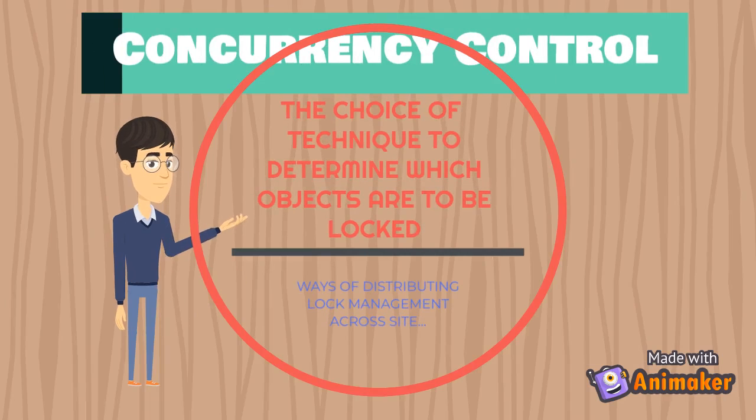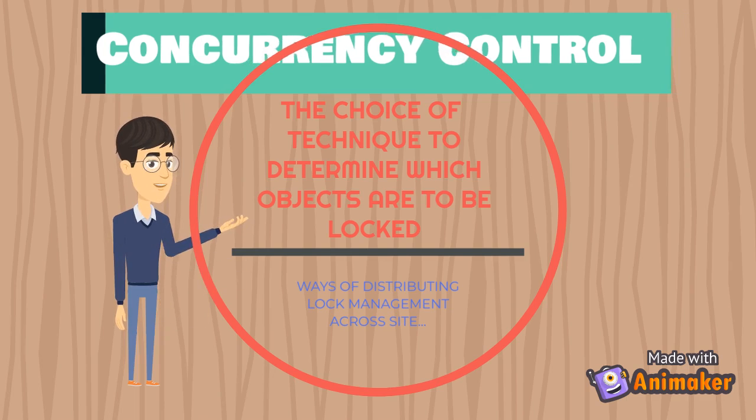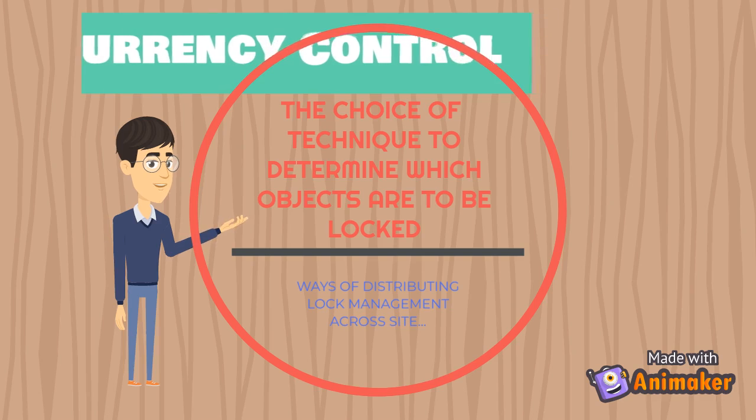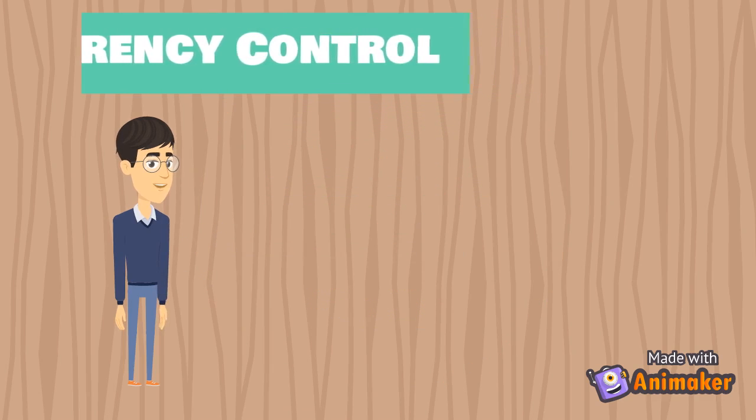Concurrency control. This is a choice of technique to determine which objects are to be locked. Also, there are concurrency control protocols that determine when locks are obtained and released. Lock management can be distributed across sites in many ways. Here are some of them.